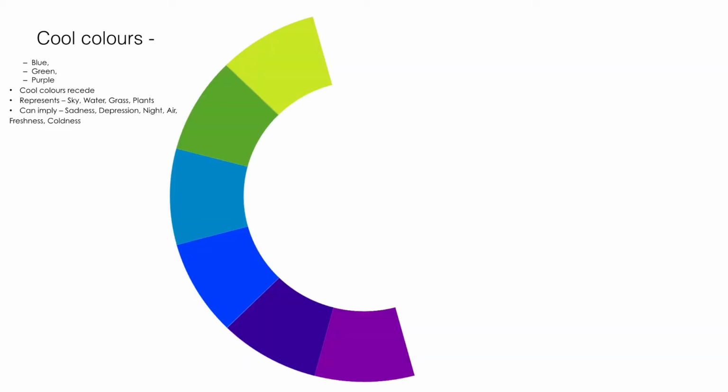On the other side, we have our cool colors: blues, greens, and purples. These colors tend to recede into the landscape and want to fade out into the background. Now, of course, they can represent things like sky, water, grass, and plants. And they can imply sadness or depression or night, but also they can be positive and have airy qualities. They can be fresh and cold.